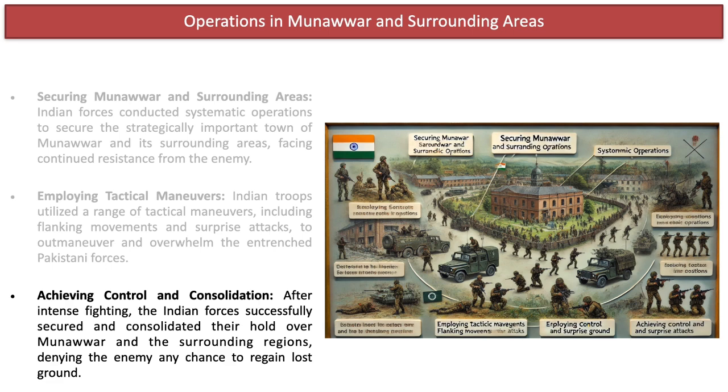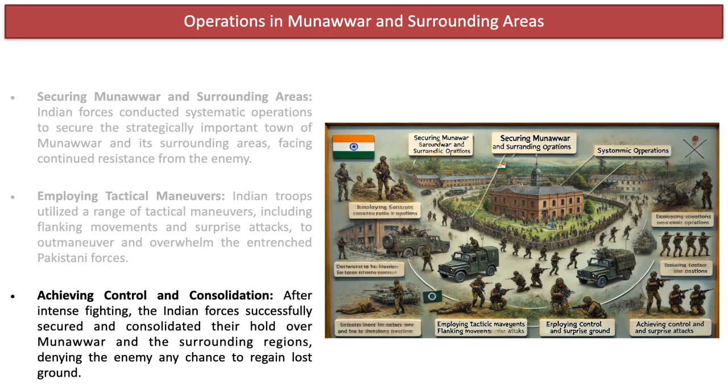The consolidation efforts were immediate and decisive. Indian forces set up defensive perimeters around Munawar, turning it into a stronghold. They fortified buildings, established lookout posts, and positioned artillery to cover key approaches. Every possible entry point was guarded, every potential weakness was strengthened, and the goal was clear: to deny the enemy any opportunity to launch a counterattack or regain a foothold in the area.